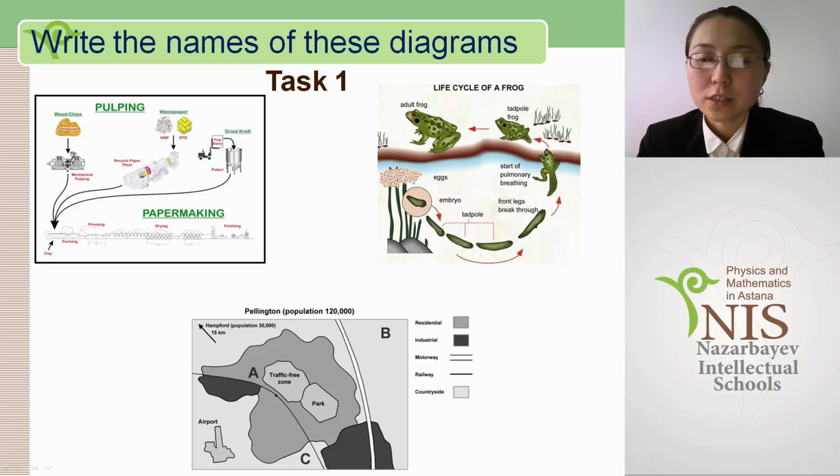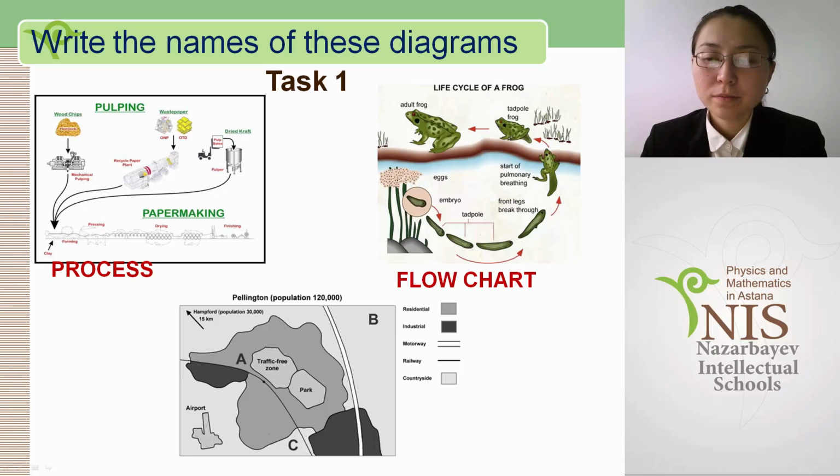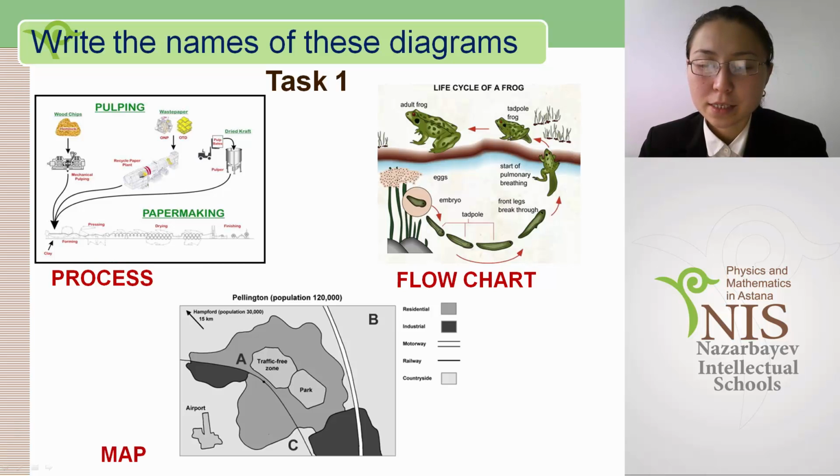Can you write the names of these diagrams? Look very carefully. Excellent. Now let's compare our answers. The first is process, the main thing that we're going to talk about today. What about the second picture? It's a flow chart. Flow means step by step. Something is done step by step. What about the last one? What does it look like? Yes, it's a map. Describing maps. This is also a type of diagram used in IELTS Task 1.